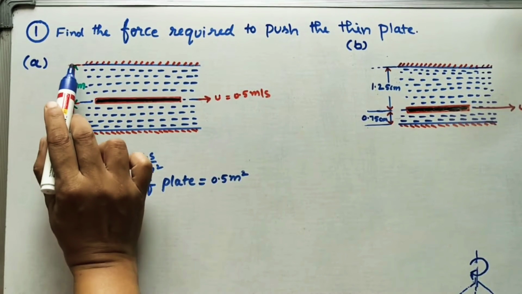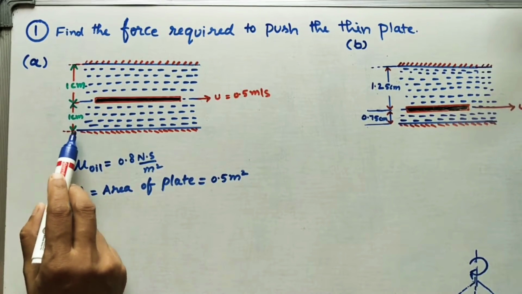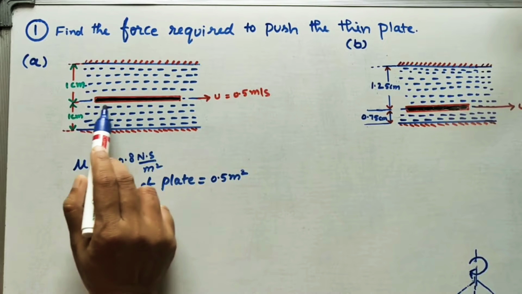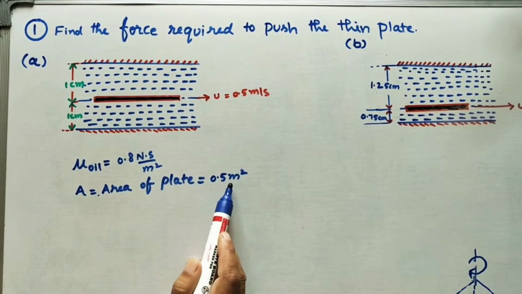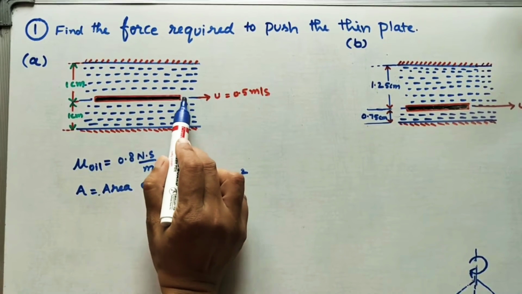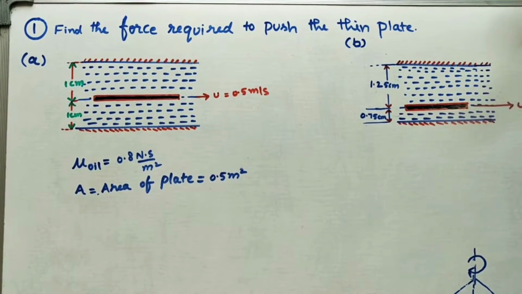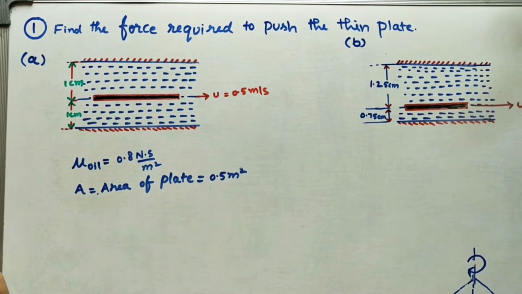Here, equidistant, meaning 1 centimeter from this plate and 1 centimeter from this plate, we are keeping one moving thin plate. The area of this thin plate is 0.5 meters square. It is given, and the velocity of this plate is also given, 0.5 meter per second. We are pushing this plate in this direction.